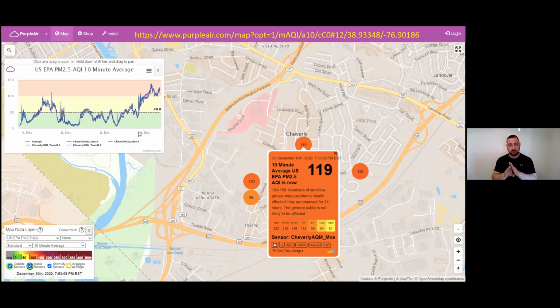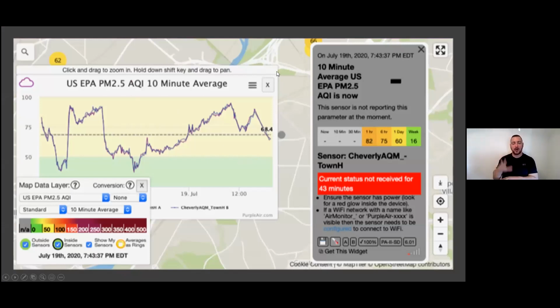And this is something that we checked back in December when we did a community meeting for the town council at the end of last year. It will also tell you, and sorry for the distortion here on this picture, it was actually a little bit smaller and I blew it up, but it'll also tell you when the monitor is not reporting. It says current status, not received for 43 minutes.